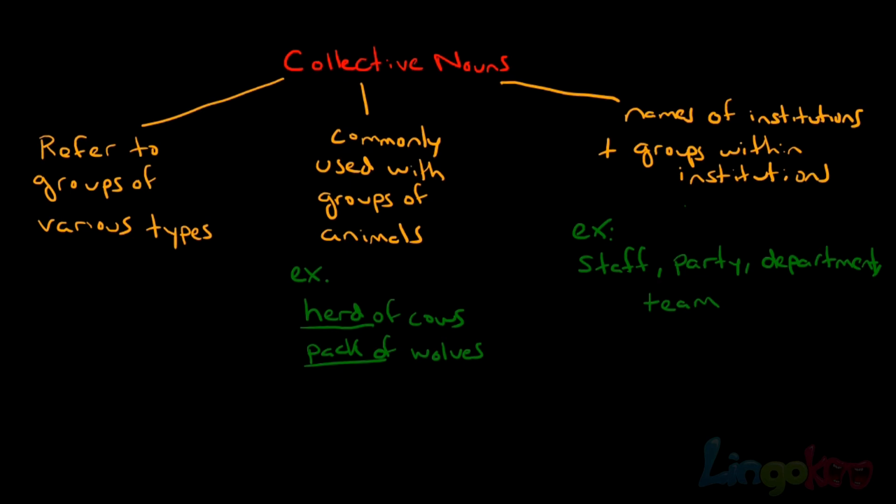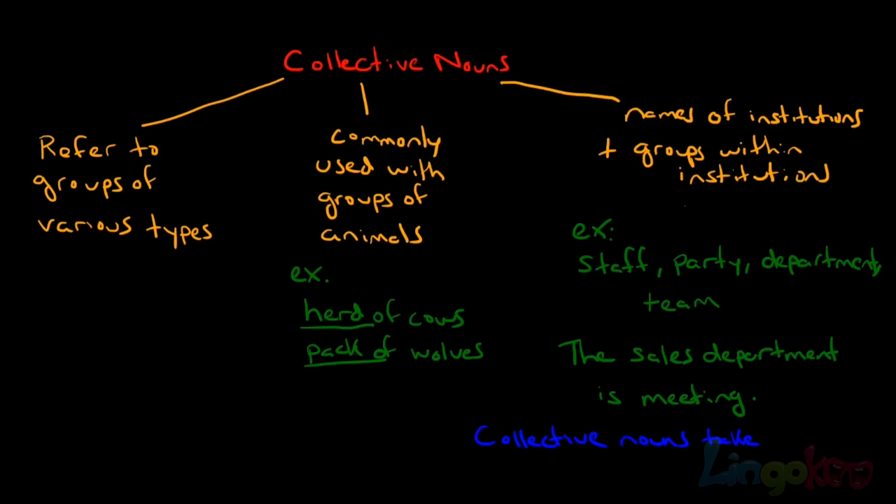So we could write something like, the sales department is meeting. The collective noun is department, and note that collective nouns take singular verbs. Even though we think of department as having many people or staff or team, they always take a singular verb.